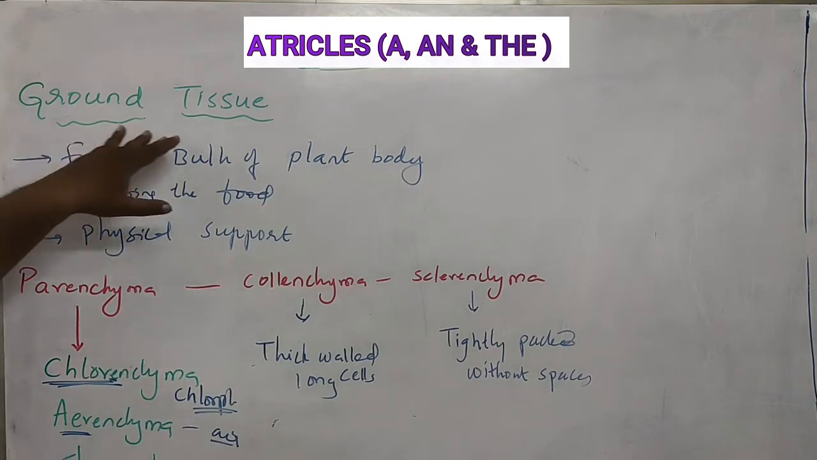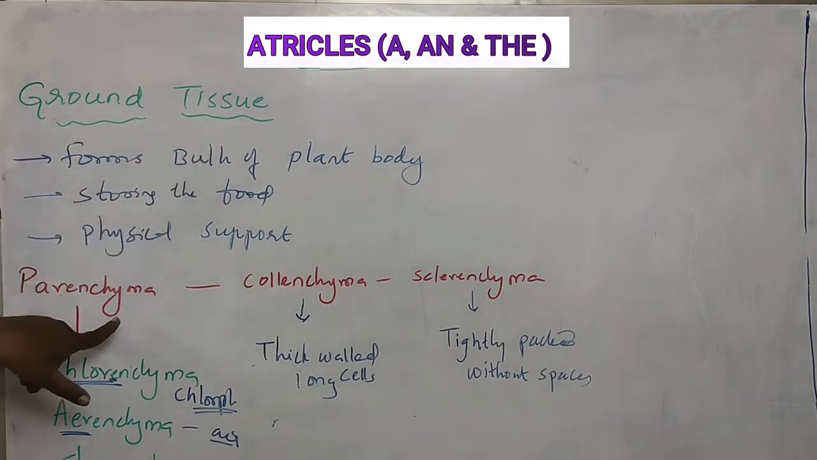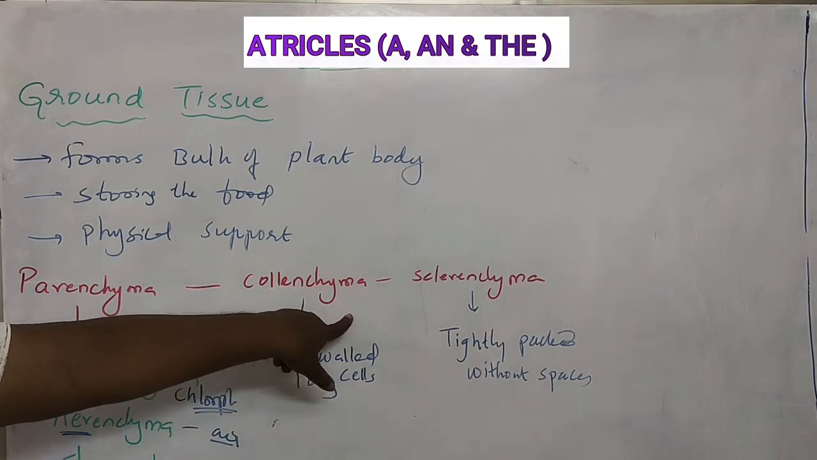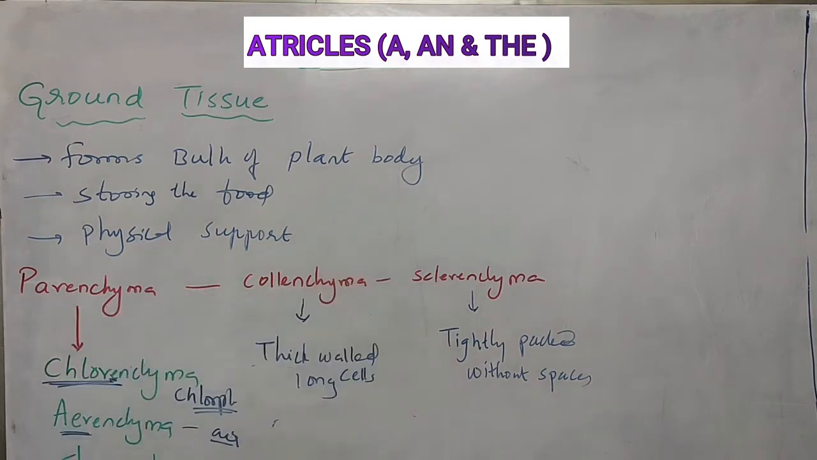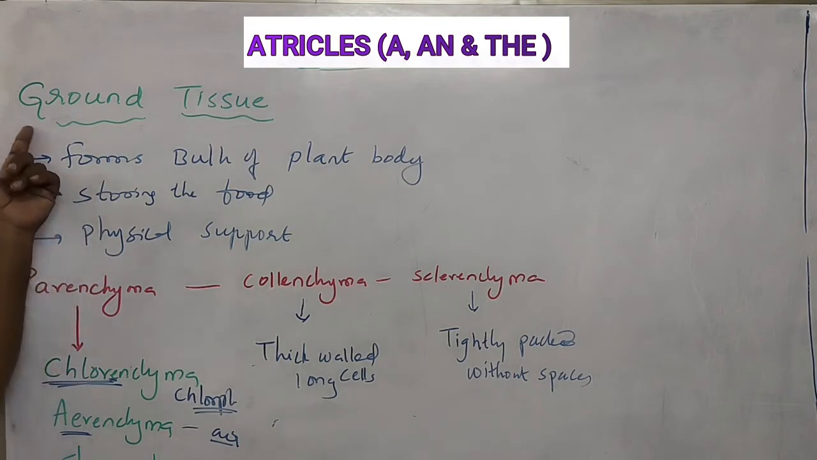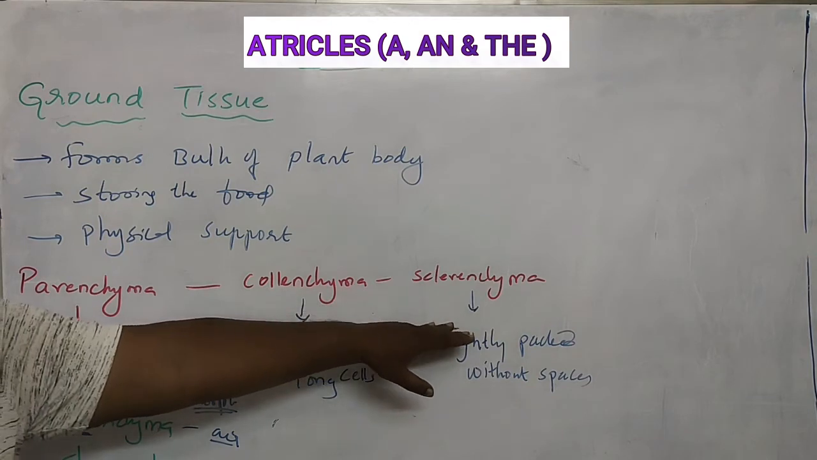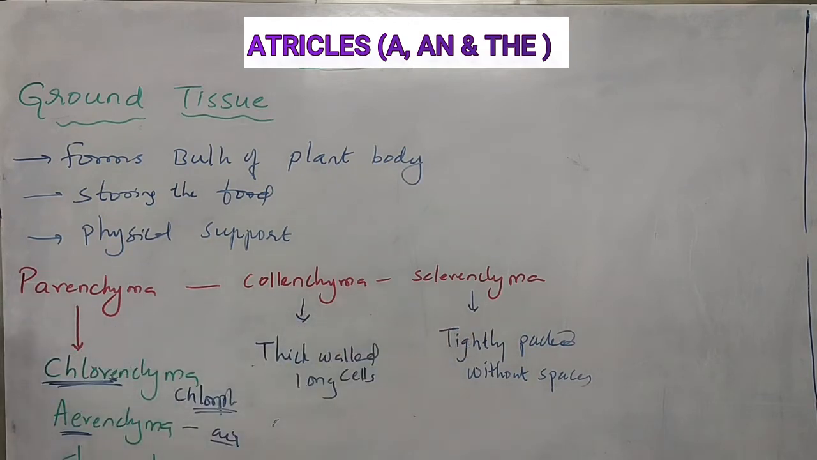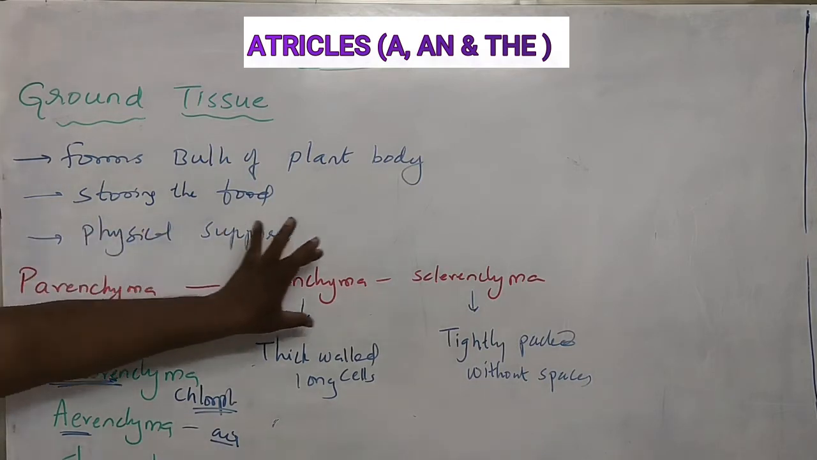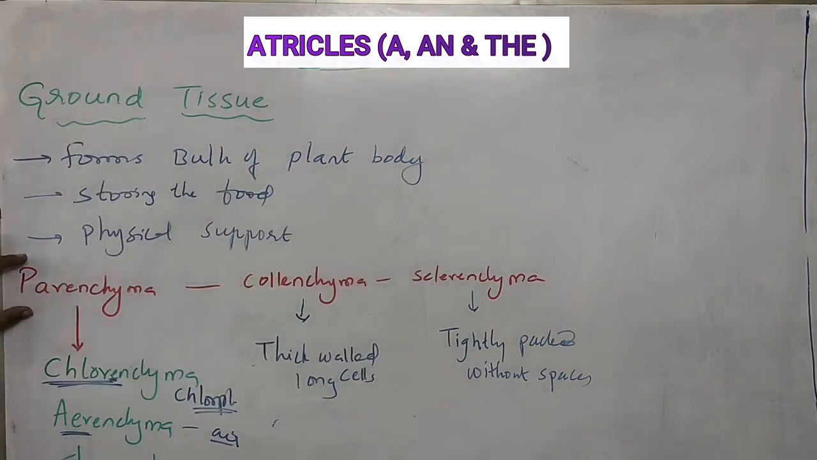Okay, now this ground tissue is again divided into 3 types. One is parenchyma. I just want you to repeat with me. The first one is parenchyma, collenchyma, and sclerenchyma. So these are the 3 different types of ground tissue. One is parenchyma, second one is collenchyma, and third one is sclerenchyma. Now coming to the parenchyma, when you are only talking about parenchyma, again there are 3 different types of tissues in that.